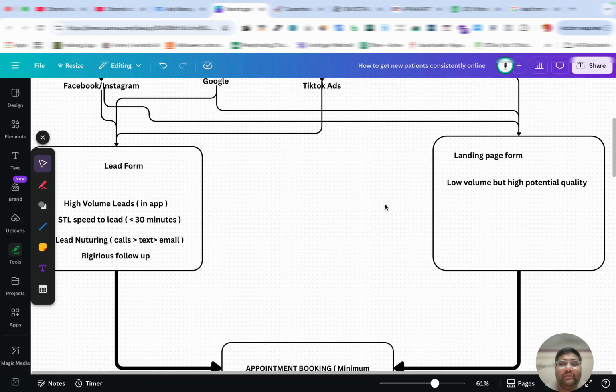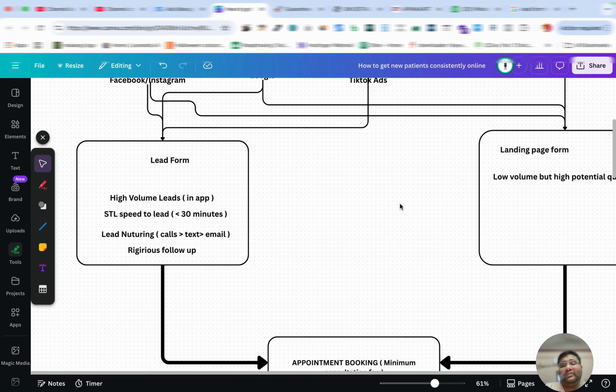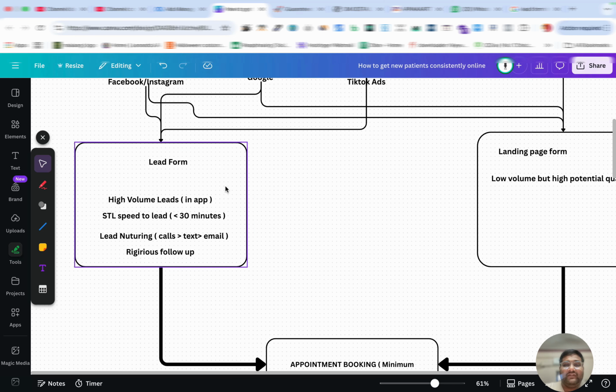A landing page will have high potential, better quality leads when compared to a lead form, but with low volume. The only difference is that with the lead form there is no friction, so people submit easily. For the landing page, only the people who are more interested submit the information. They are serious buyers who submit the information on the landing page form. So these are the two methods.